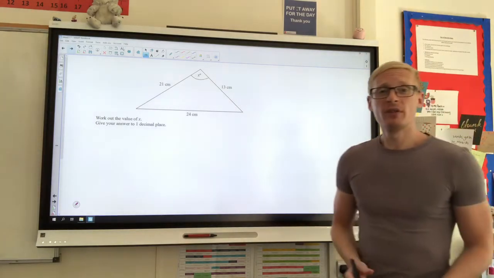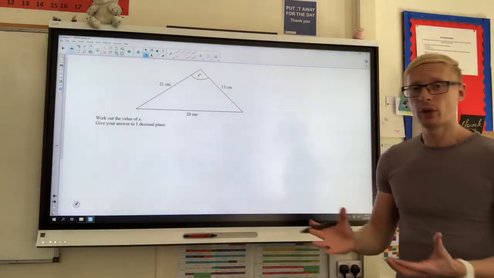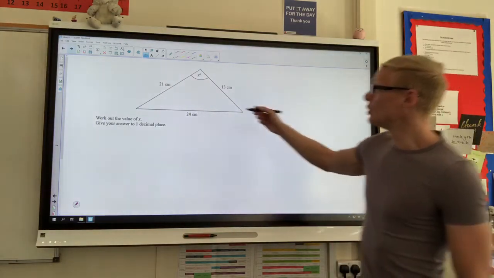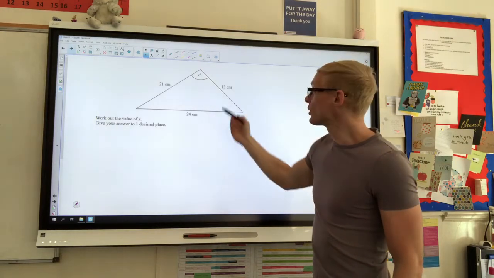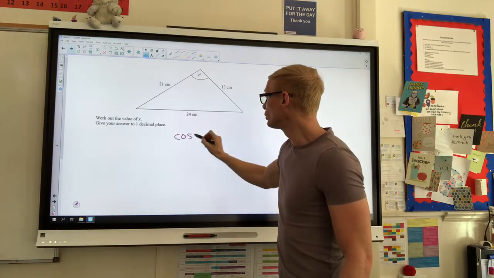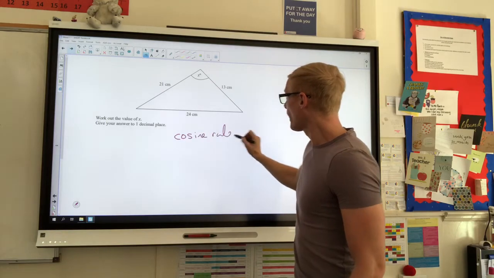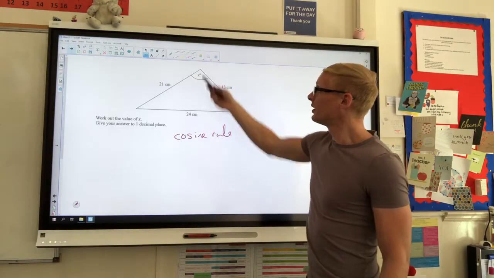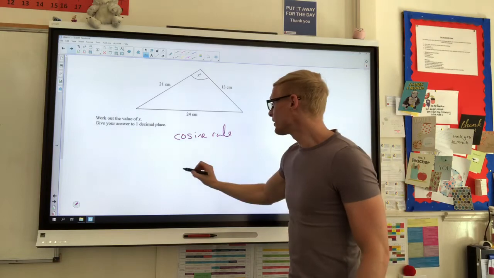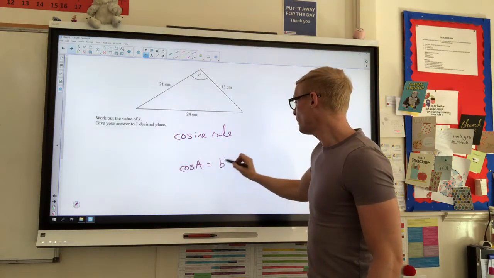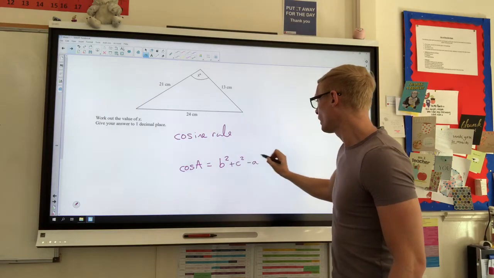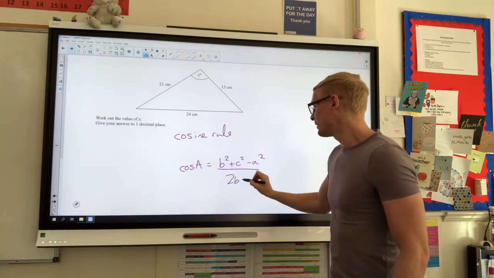Okay, so hopefully you've paused the video, had a go at this question, you've identified what it is. With this particular question, you can see that you've got 3 sides there and 1 angle. So 3 sides, 1 angle must be the cosine rule. And in terms of what I'm looking to find here, I'm looking to find a missing angle, which means I need to use the rearranged version. So cos A equals b² plus c² minus a² over 2bc.